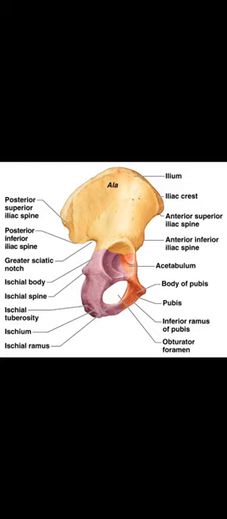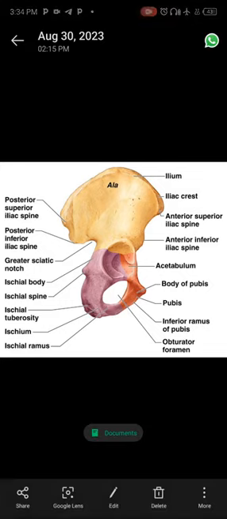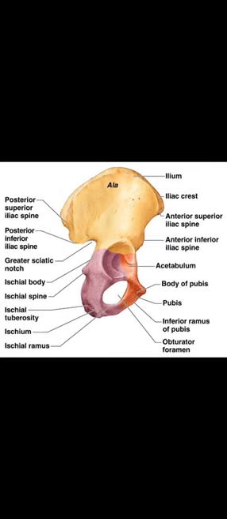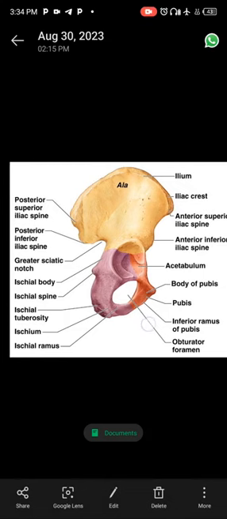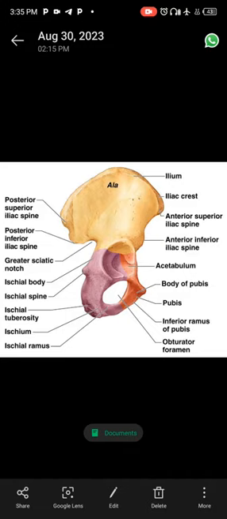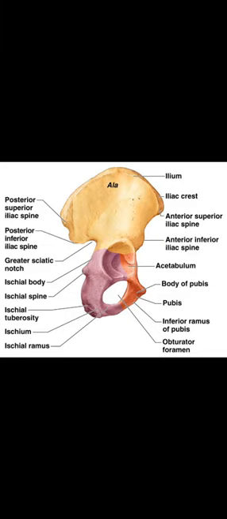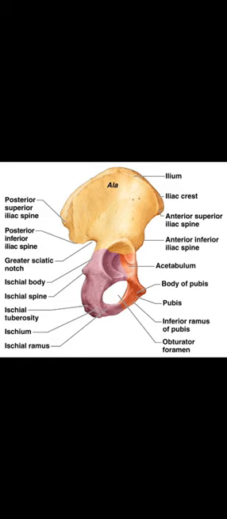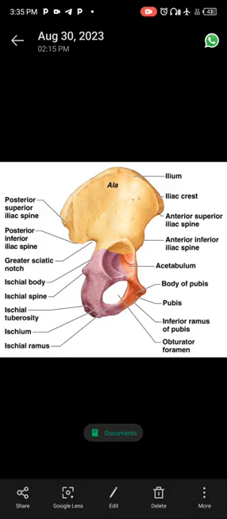Another thing is, if you look at the posterior aspect, yes, you can see the posterior aspect here. You can see spines. So on the ilium we have what we call spines. These projections you can see here are spines. You can see the posterior superior iliac spine, posterior inferior iliac spine, anterior superior iliac spine, anterior inferior iliac spine. So basically we have four major spines in the ilium: ASIS, AIIS, PSIS, PIIS.